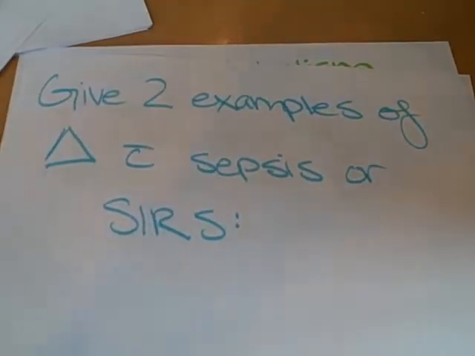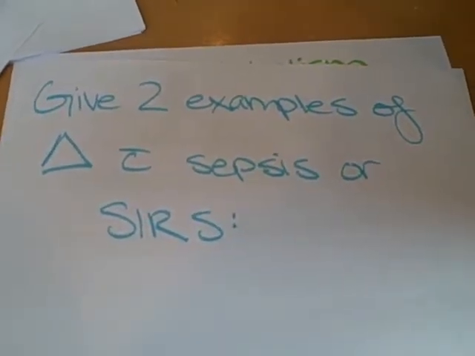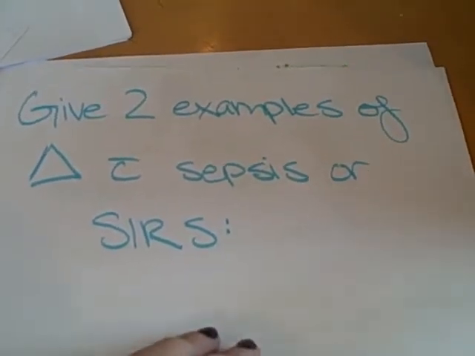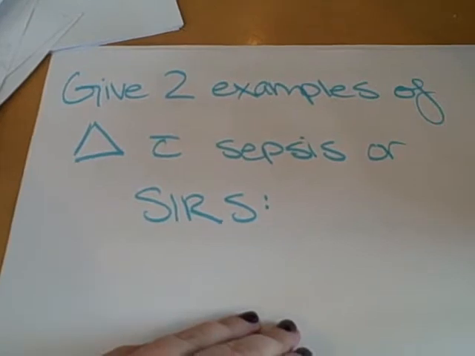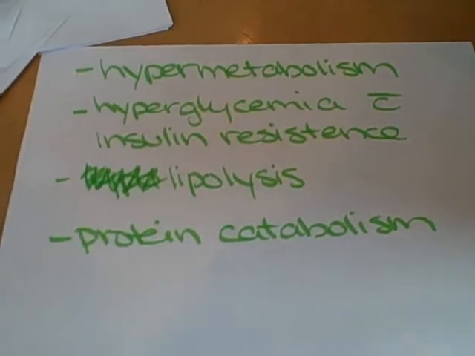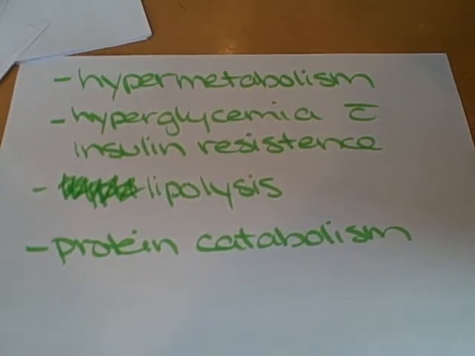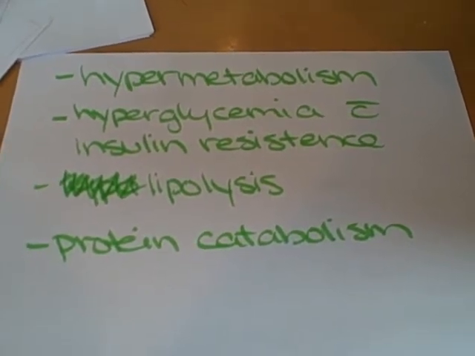And our last question is: give 2 examples of changes you are going to see in a patient with sepsis or SIRS. And that's going to be hypermetabolism, hyperglycemia with insulin resistance, lipolysis, or protein catabolism.